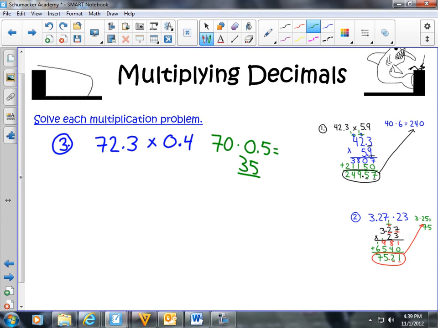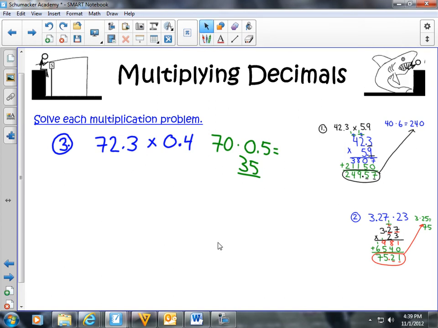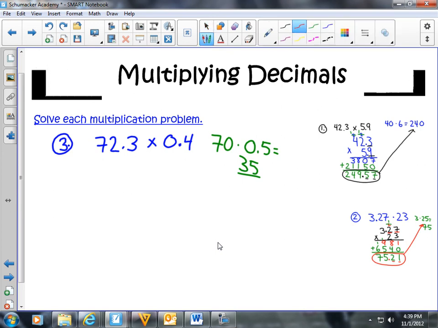If I was multiplying 70 by 1, it would be 70. If I was multiplying 70 by 0, it would be 0. 35 is right in the halfway mark between the two numbers. Let's go ahead and set this problem up then. Again, I'm going to do 723 times 4. Now I'm going to go ahead and put in my decimal places.